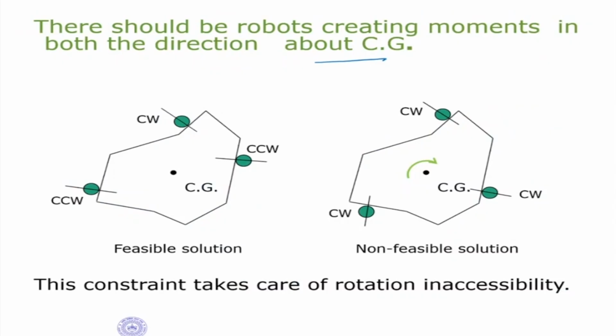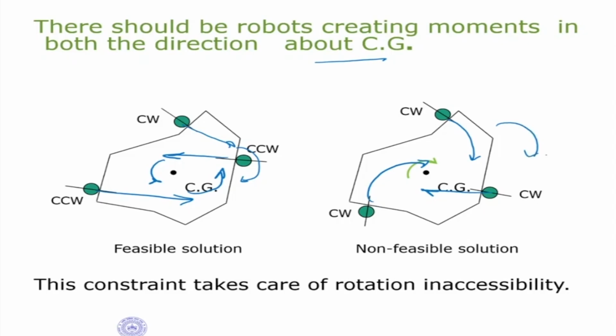So this is one. The second is that there should be robots creating movements in both directions. There should be clockwise and anti-clockwise movements, both. If you only have clockwise movements, it is not going to work. Say, for example, in this case we have one here, one here, and one here. This one will cause anti-clockwise, that will cause this side, this will cause this side. So there are moments on all sides. Whereas in this case, the moments are all on this side, so they are all clockwise moments. This is not stable because it is going to simply rotate the object.